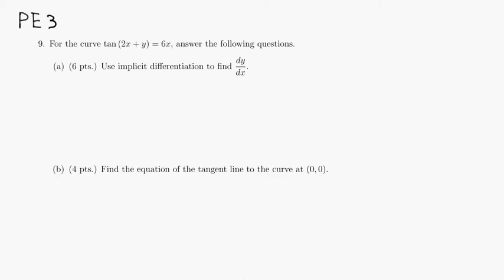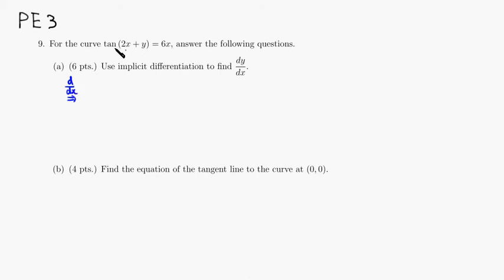Alright, let's look at practice exam 3, problem number 9. Part A, we want to find dy over dx by implicit differentiation. Alright, so let's do that. Since we're looking for dy over dx, it makes sense to take the derivative with respect to x.